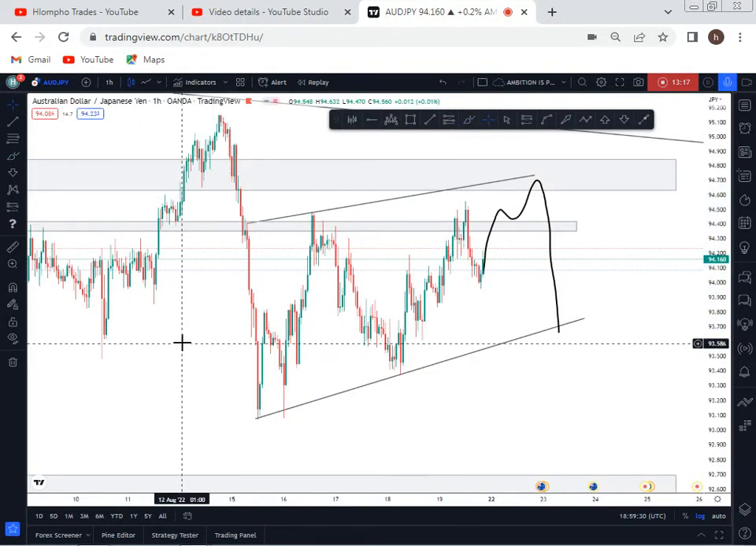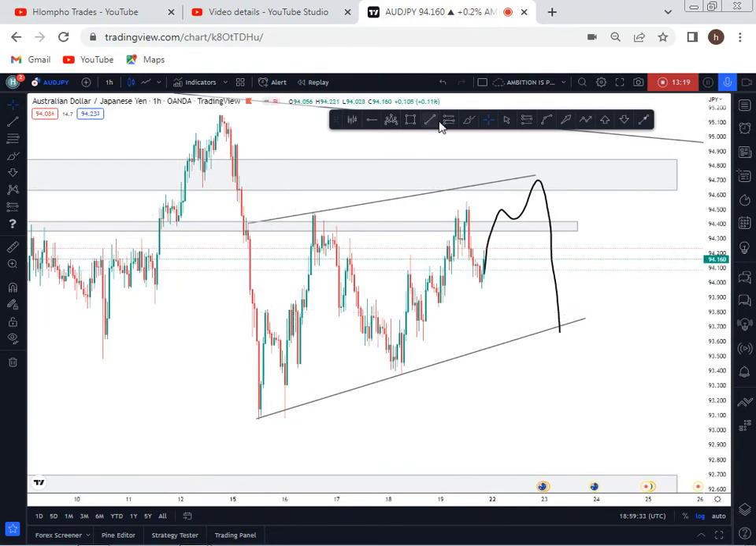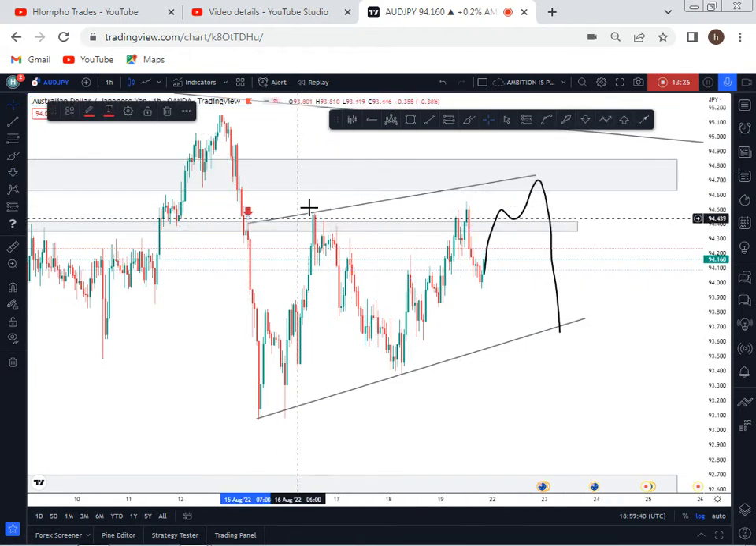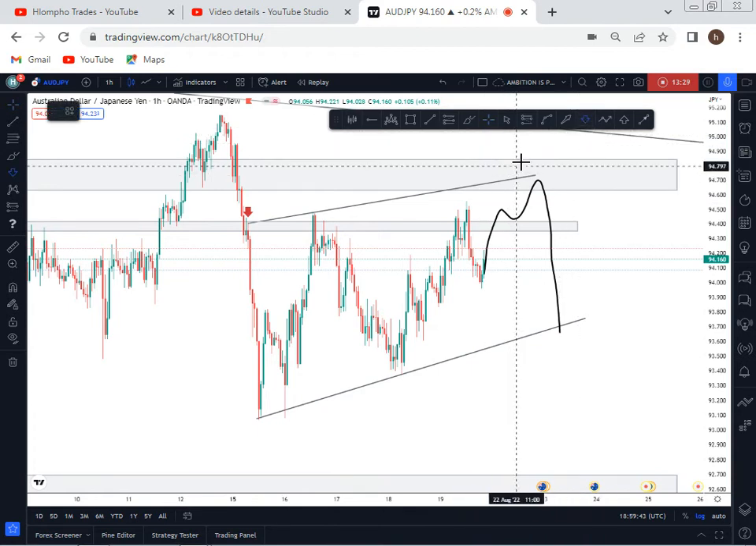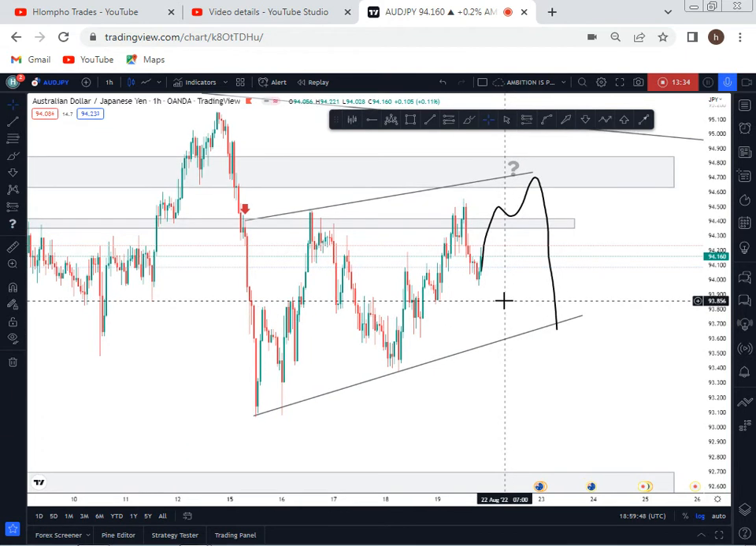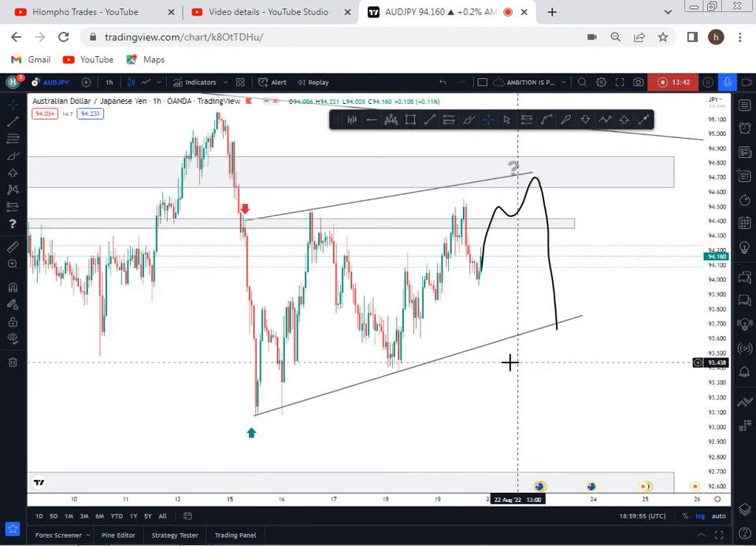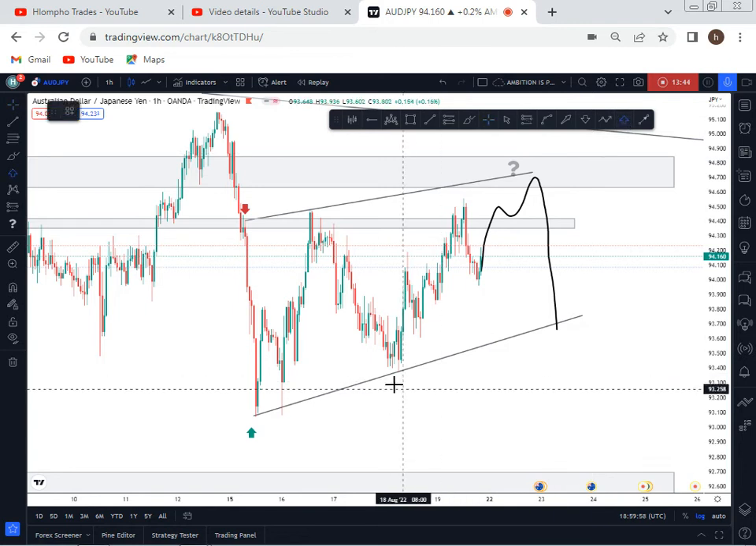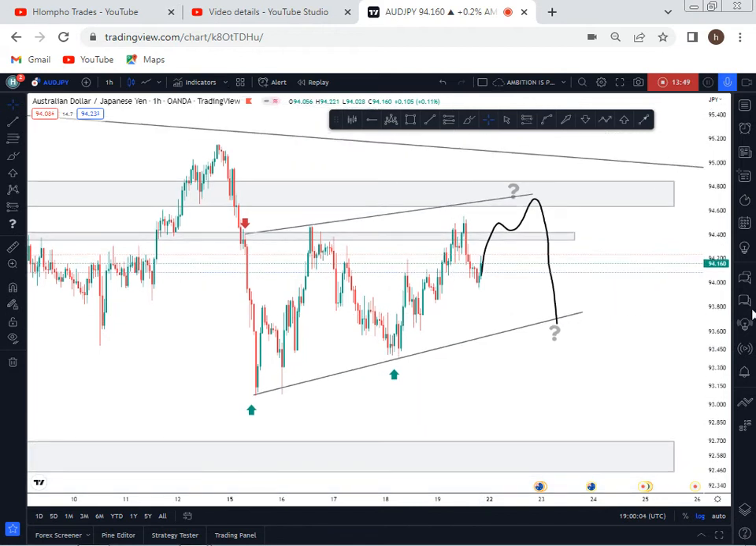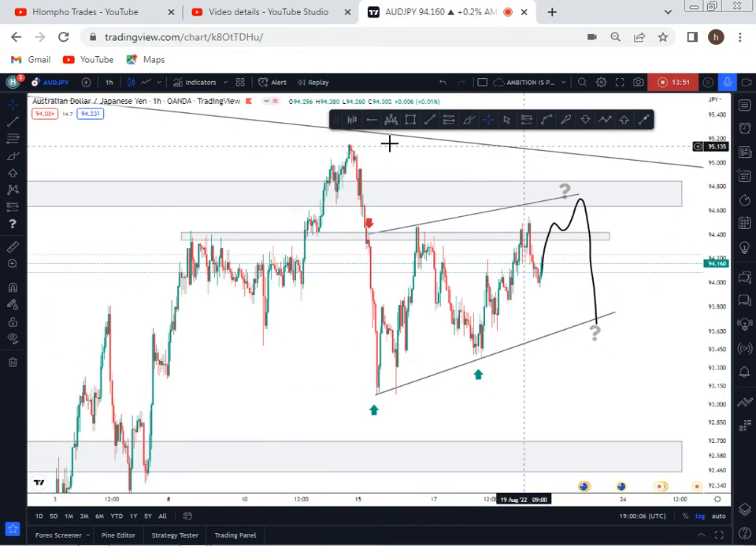Because you can see now we're having how many touches? We're having first touch right there, second one right there, and we're waiting for a third touch right there, guys. This is what we are waiting for. So at the bottom we have first, we have second, guys. This is what we will be expecting, guys.